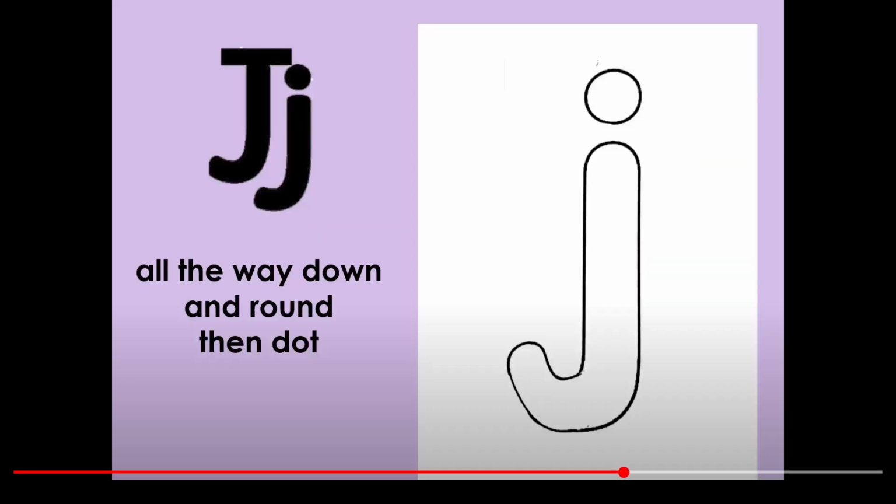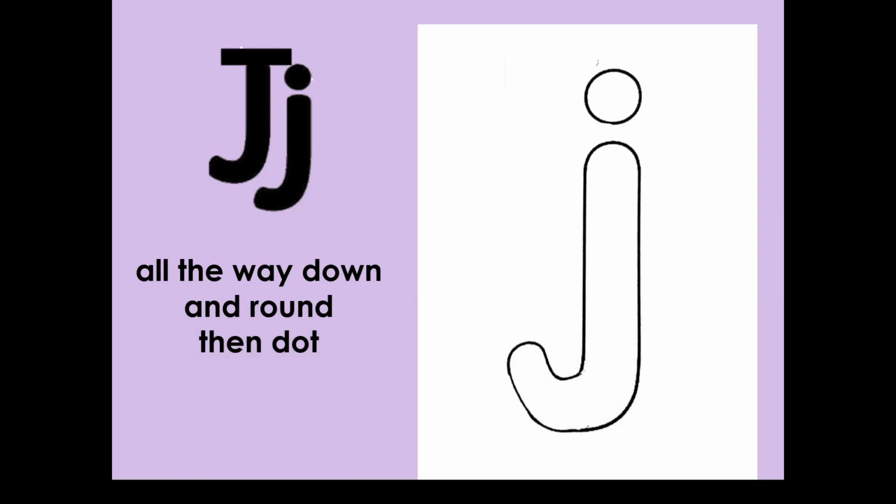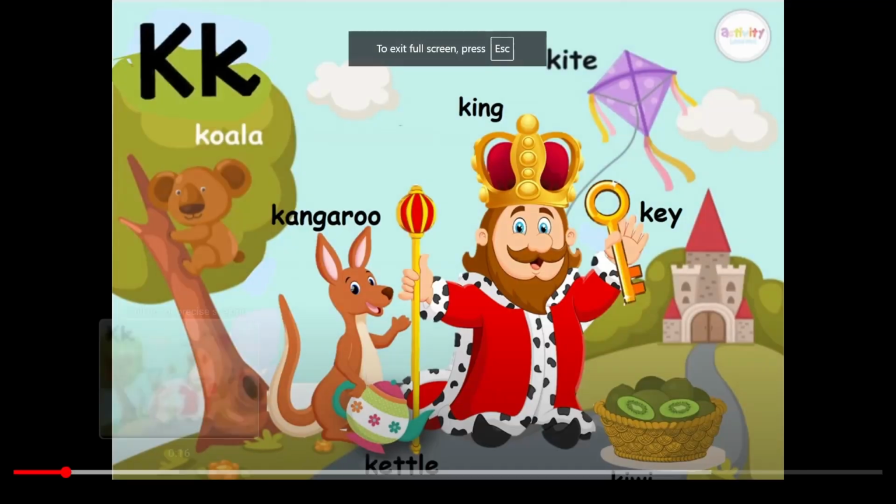Now we will learn about the formation of J. J. All the way down and round, then dot. J, J, all the way down and round, then dot. J, J, all the way down and round, then dot.